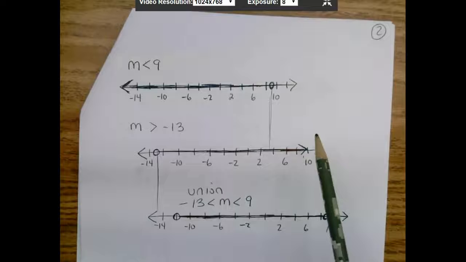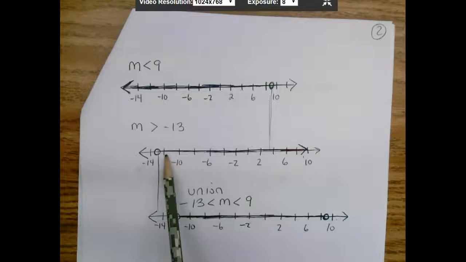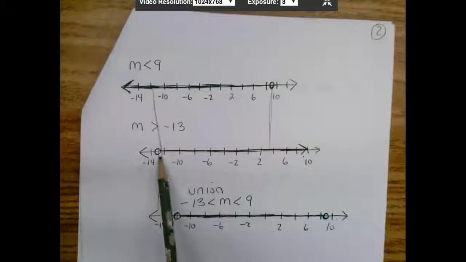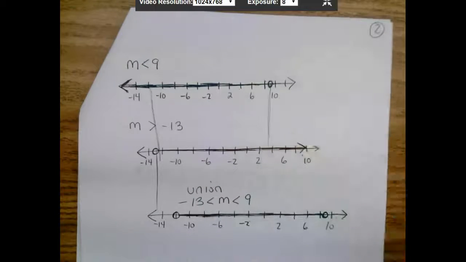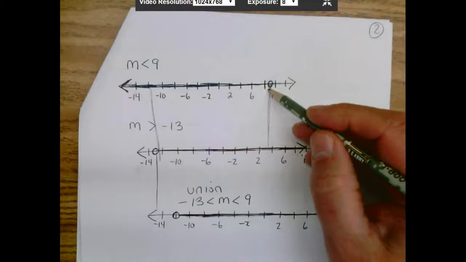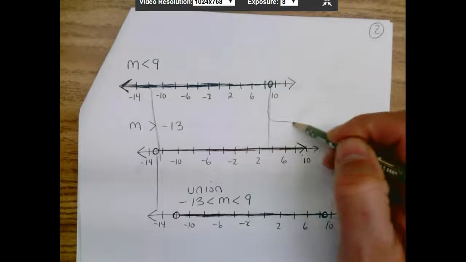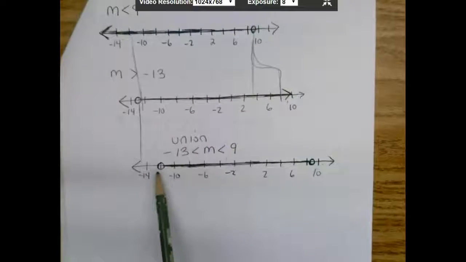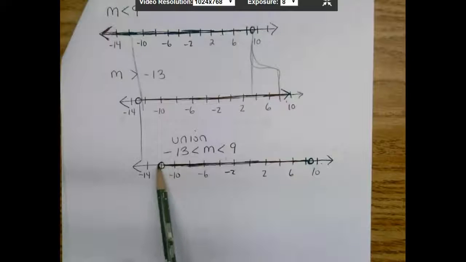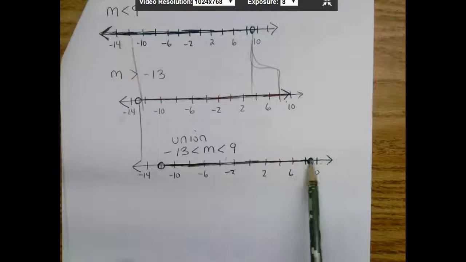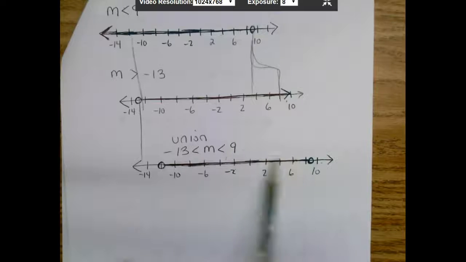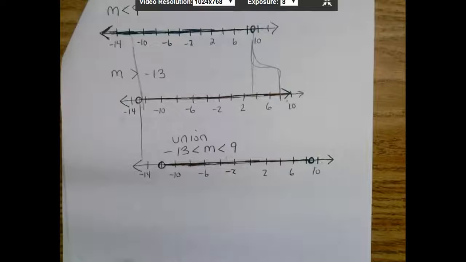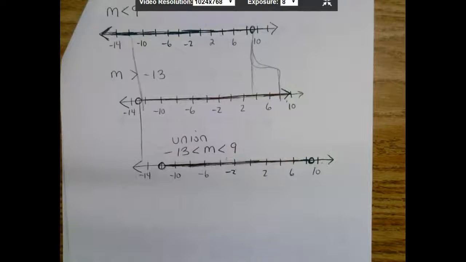Okay? And we would see it starts at negative 13, which is right around here, right? And then we would go to, looks like right here, we have 9. So that would take us up to about here. Okay? So then we could take this intersection, put it down here. Here's the negative 13, doesn't include it, goes all the way up to 9, doesn't include it, and that's our intersection that we have between these two different graphs for these inequalities. So that's one example of that.